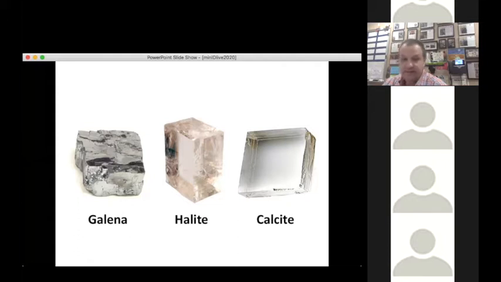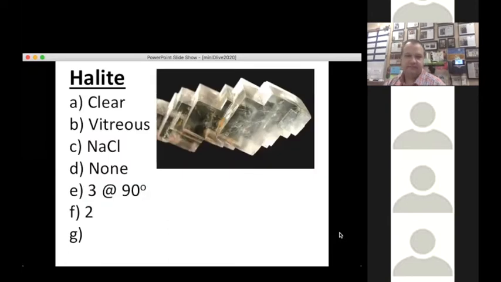Something that is very different is that they have different lusters, the way that light hits them. You see galena is metallic, looks like a metal. The other 2 are non-metallic. In fact, they are vitreous. Vitreous means light can go through it. So here are the answers from yesterday.